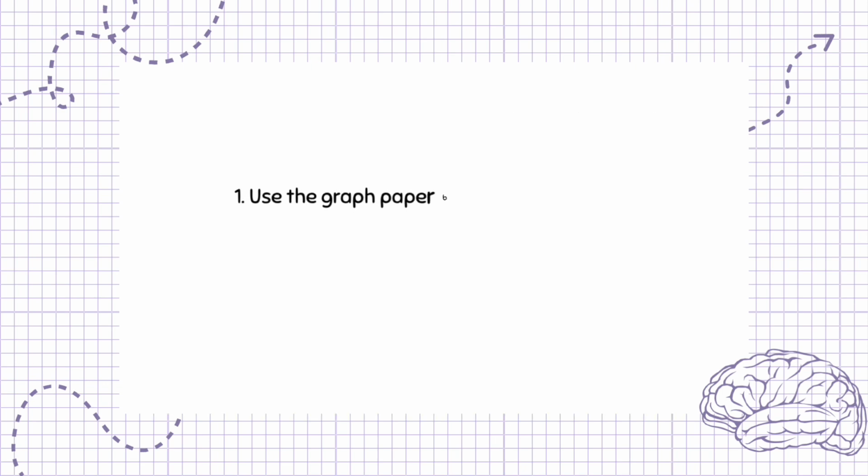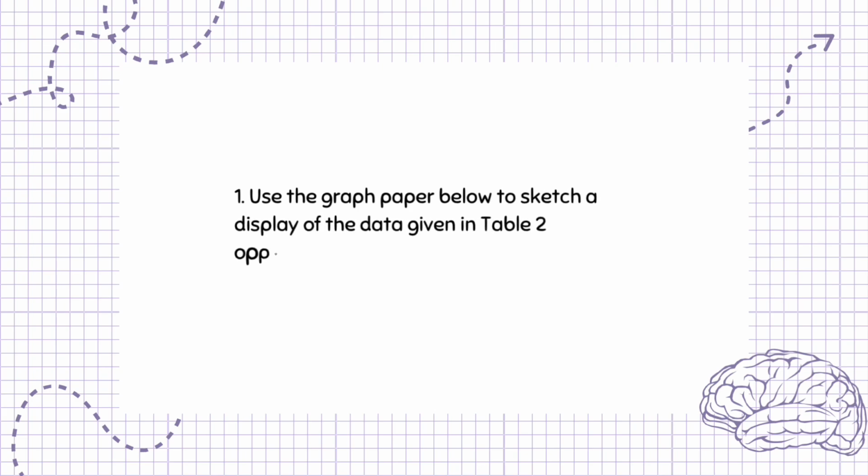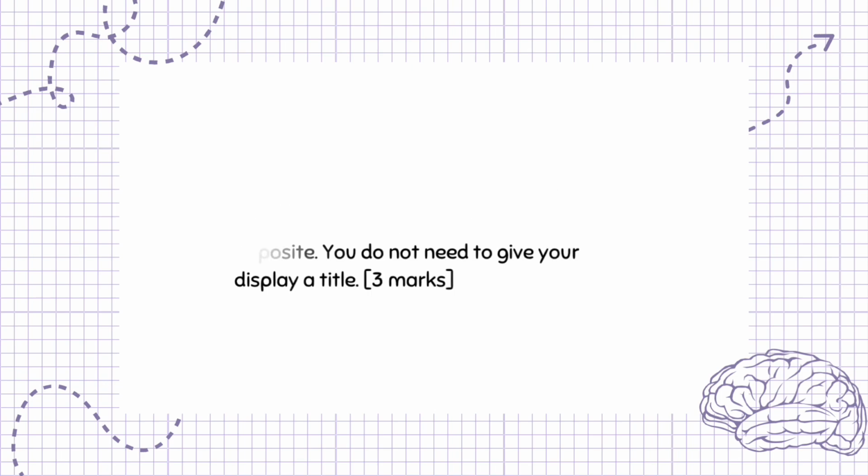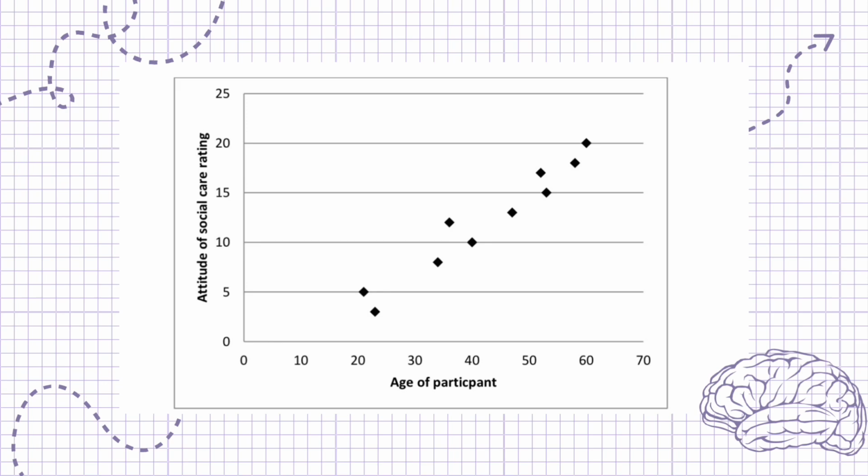Question 1. Use the graph paper below to sketch a display of the data given in Table 2 opposite. You do not need to give your display a title. 3 marks. Axes correctly labeled as age of participant and attitude to social care rating. Scales are suitable, points plotted accurately.